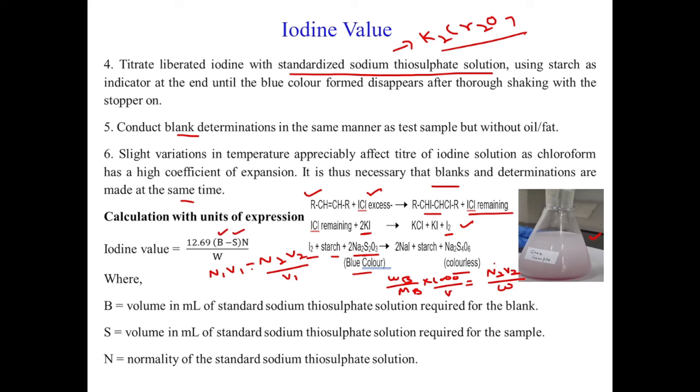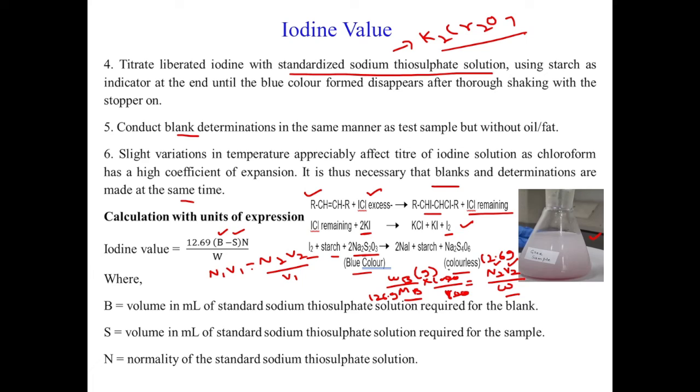So normality here, as such, volume has come. Now the molecular weight of iodine, which we are taking, is 126.9, and the volume we are taking is per 100 grams, so here it will be 100. So this will be 12.69, it will go here, and then weight B, that is the grams of iodine. So grams of iodine per 100 grams of fat will be calculated as 12.69 into N2 V2 divided by W. This way the formula has come. The 12.69 is coming from the molecular weight of iodine, which is 126.9.